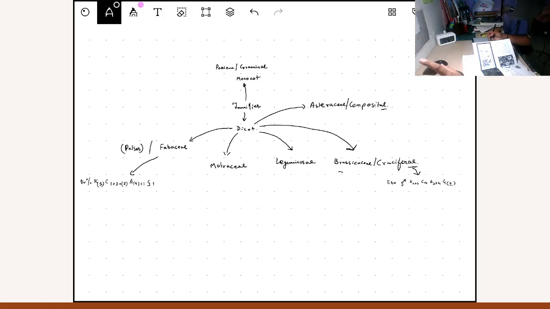There is no formula described for Malvaceae. No, no, there is. That looks horrible. I can recognize that thing anywhere.